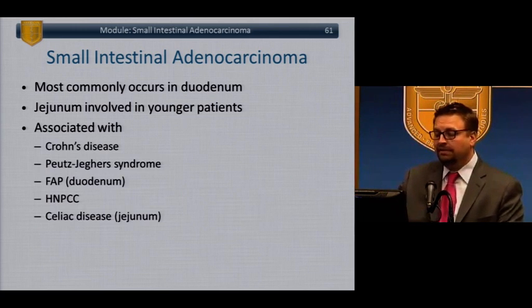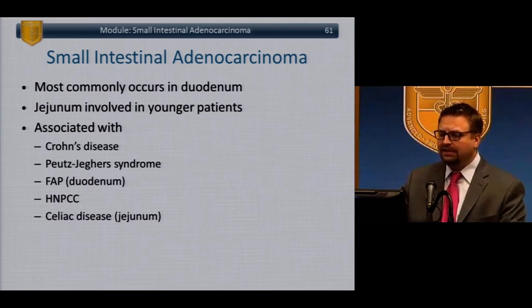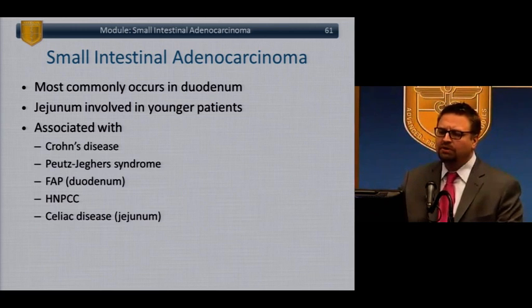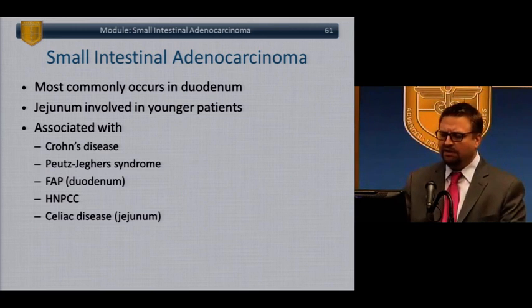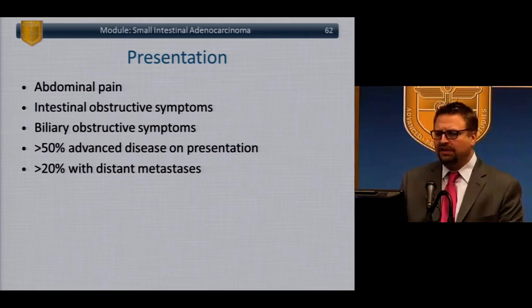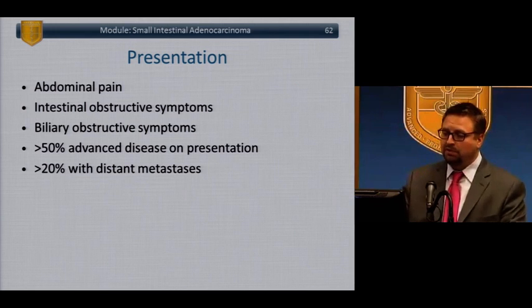HNPCC, this one maybe not as obvious. This is a non-polyposis syndrome, but they're definitely at increased risk of small bowel cancer. And then celiac disease, which we know is associated with gluten, but this also has an increased incidence of small bowel cancer. So how do these patients present? As you would think, pain, obstructive symptoms, biliary obstructive symptoms, especially for the duodenal malignancies.